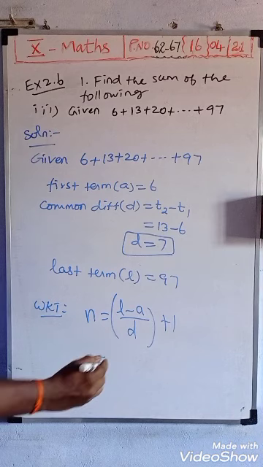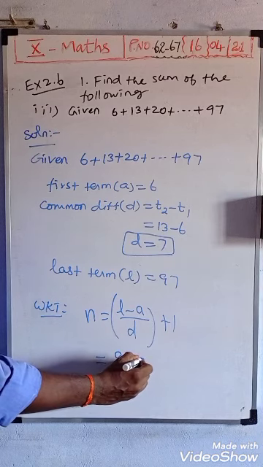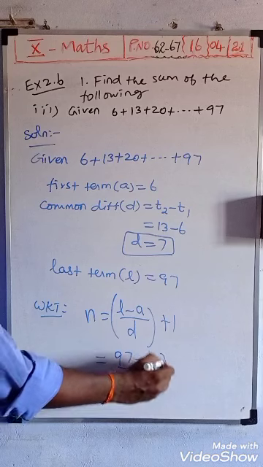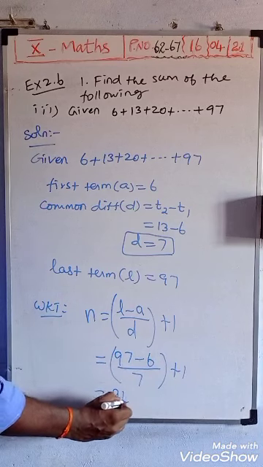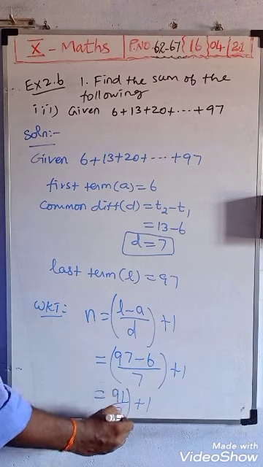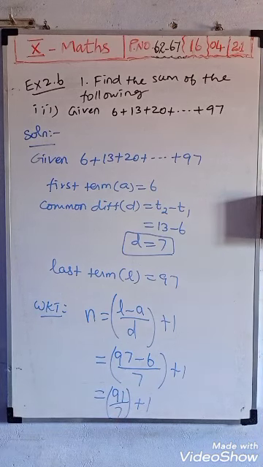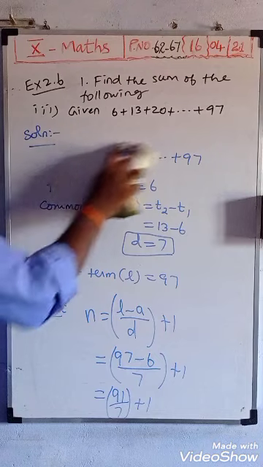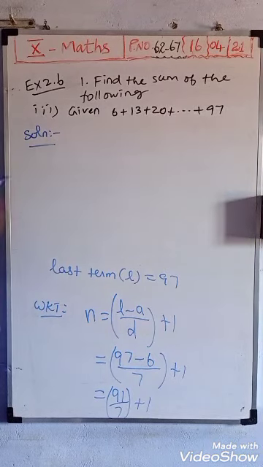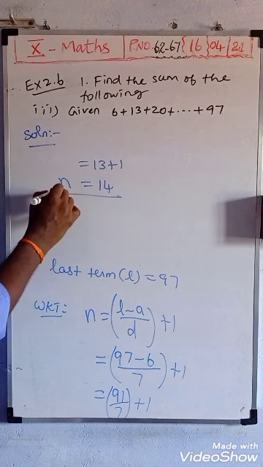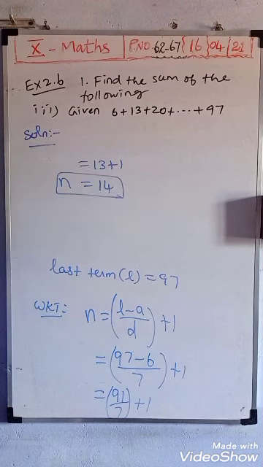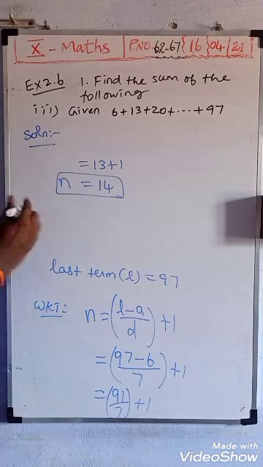First L is 97 minus A is 6, whole divided by D is 7, plus 1. So it should be separated: 91 by 7 plus 1. So 91 by 7, you should cancel, we will receive the answer 13. 13 plus 1 should be added, we will get 14. Therefore, the number of terms in that series is 14 terms. N is equal to 14.